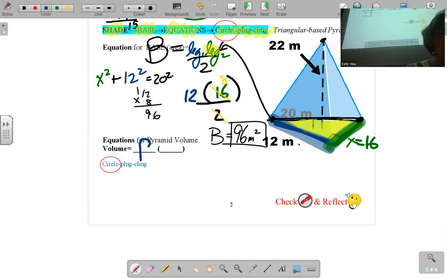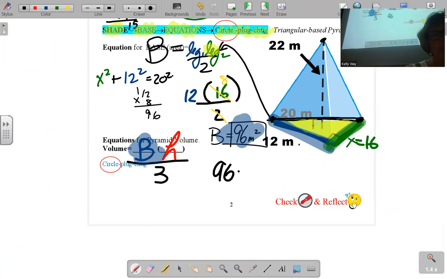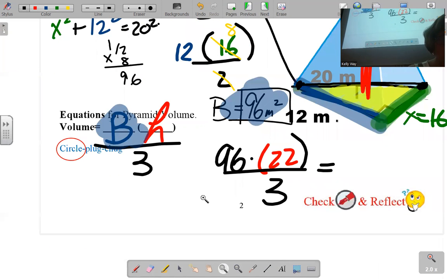And we come here, base times height, and it's over 3. We have everything we need now. Base, 96. Height, what is that? It's underneath, 22. And over 3. You solve. I'm going to reduce.